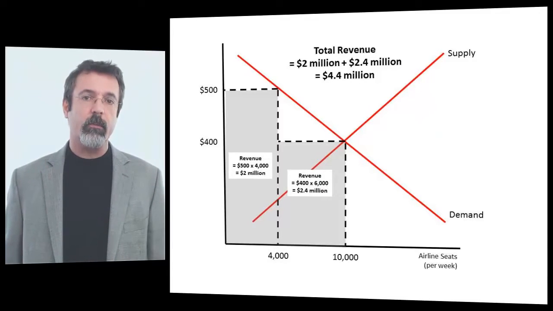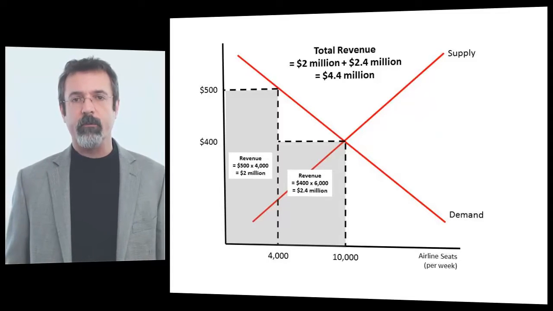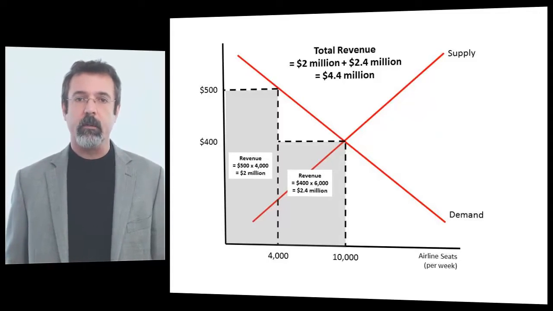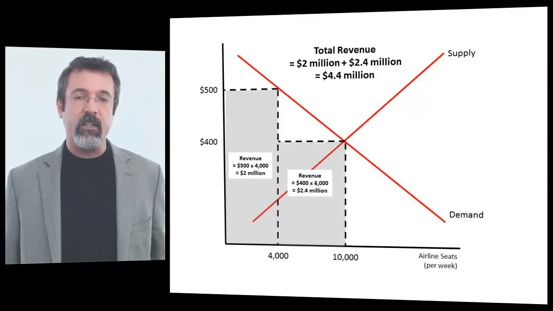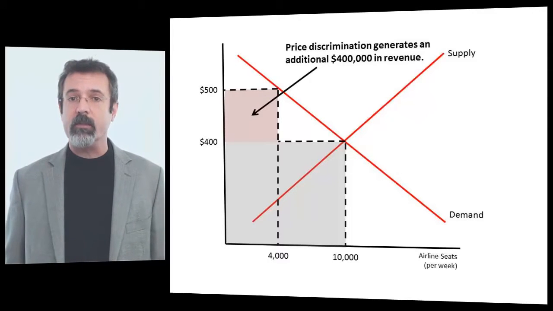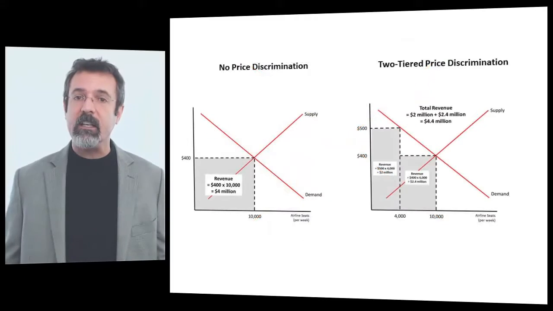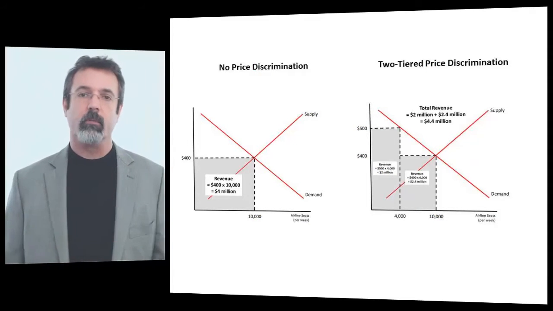$2 million from the first set of people whom it charged $500 a ticket, and $2.4 million from the second set of people whom it charged $400 a ticket. The airline ends up making an additional $400,000 in revenue on the same 10,000 tickets simply by dividing its customers into 2 groups and charging different prices to those 2 groups.